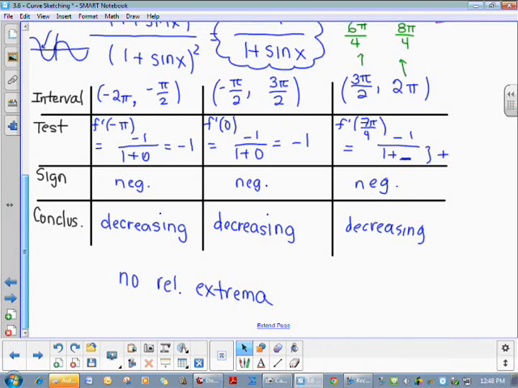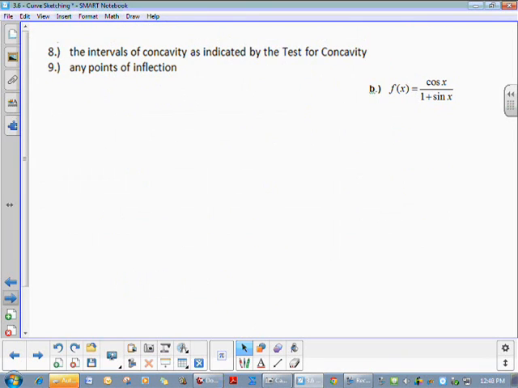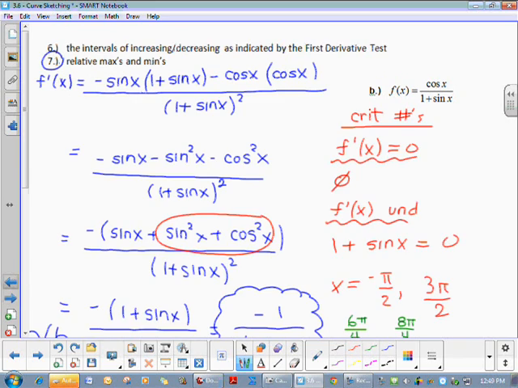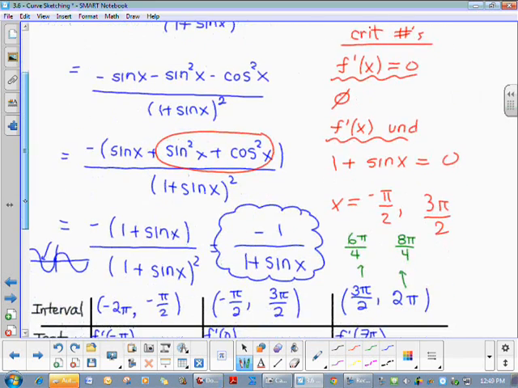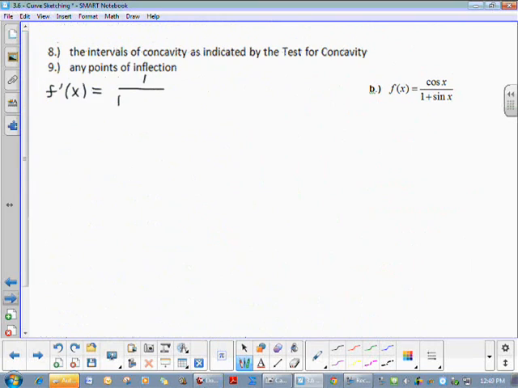Okay, we're getting close to the home stretch. I know these problems are quite long. We're going to remember from our previous screen that the f prime was negative 1 over 1 plus sine of x.